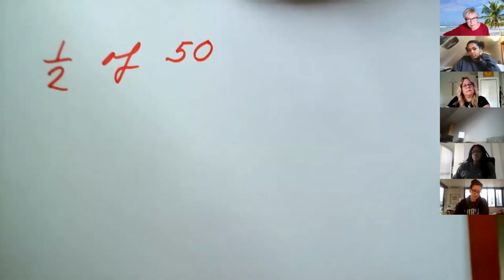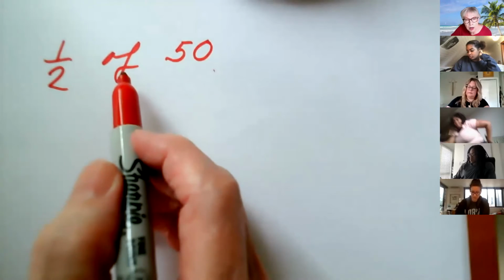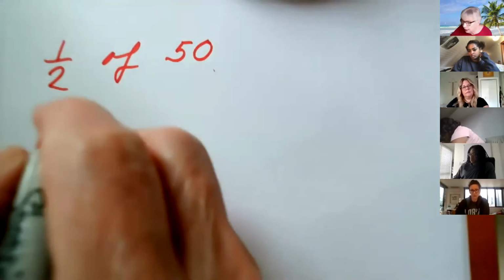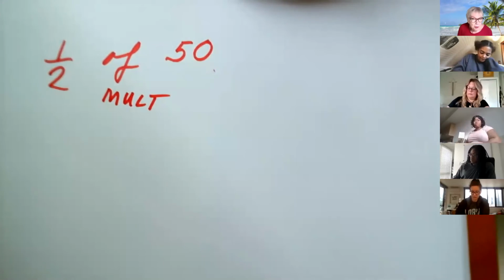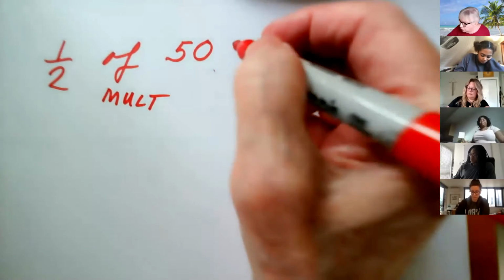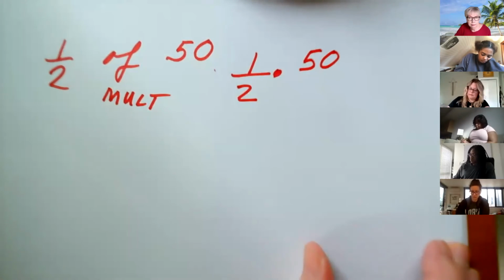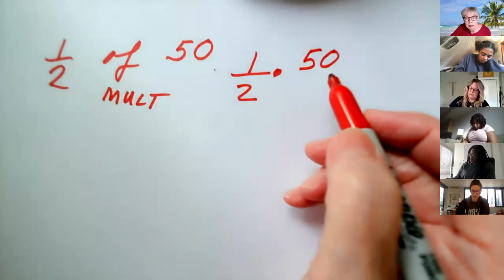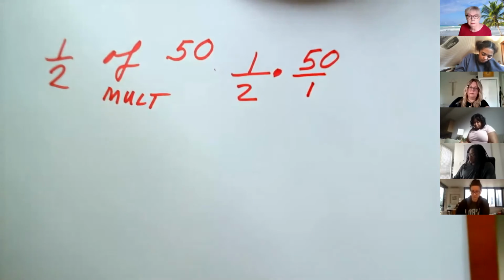I want to talk about one word. If I said 1/2 of 50, there's a number here, there's a number here, and this is the word of. When the word of sits between two numbers, it means multiply. So when you can say, you want a 1/2 of something, it's multiply. So this problem becomes 1/2 times 50. Now 50 needs to be a fraction. And so what I can do with 50 is write it as 50 over 1.